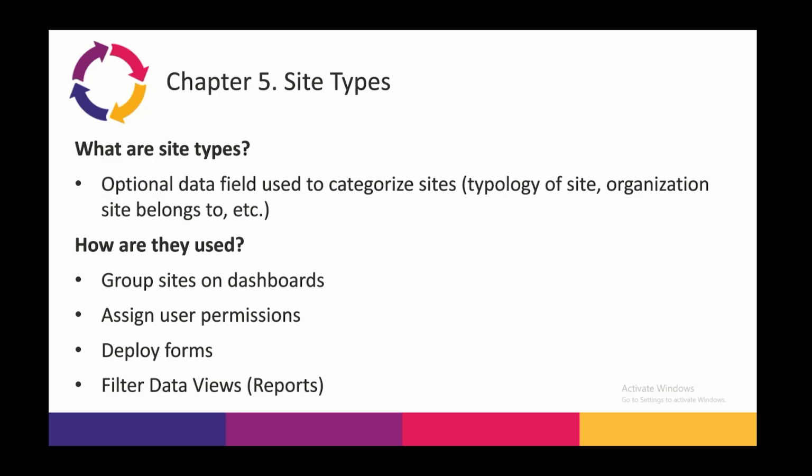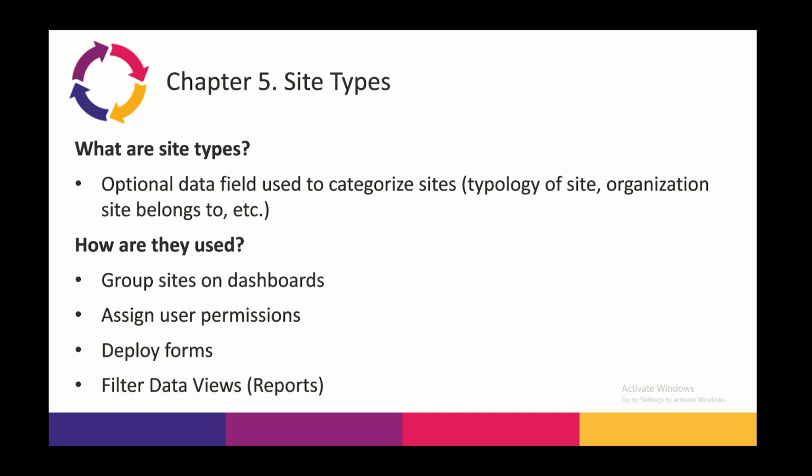Okay, site types. We're now looking at some of the data fields for sites. So site types are an optional data field. They're used to categorize sites. You can use site types in any which way that works best for your project. So again, think about what's best for your project here. I'm going to give some examples here of what site types might be. They might be the typology of a site. For example, you might have a project where you have informal settlements, and you have lots of different site types. So within that, you might have for site type tents, self-made shelters, containers, for example.